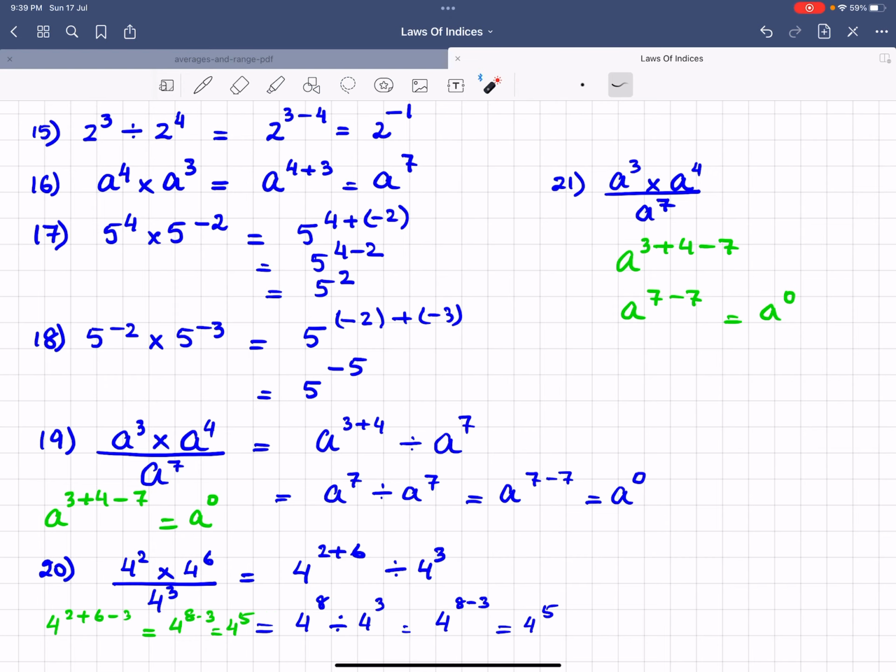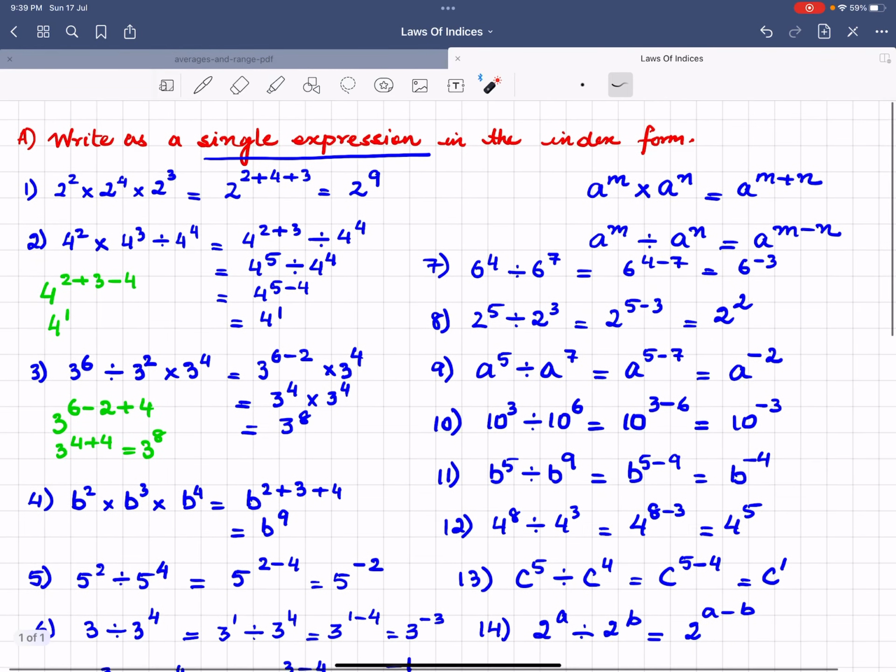Now with this we come to the end of the category where we write as a single expression in the index form. So once again, where we write our answer as a single expression, the question is giving us many indices. So for example, in this question number 1, I have the index 2, I have the index 4, and I have the index 3. But in the answer, I write it as a single expression in the index. So just one index here.